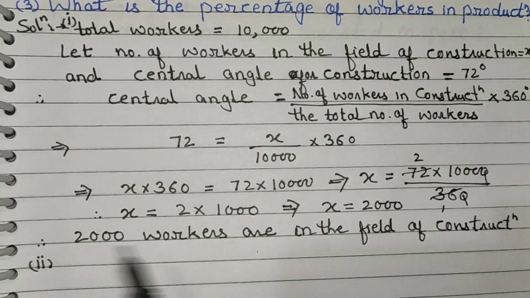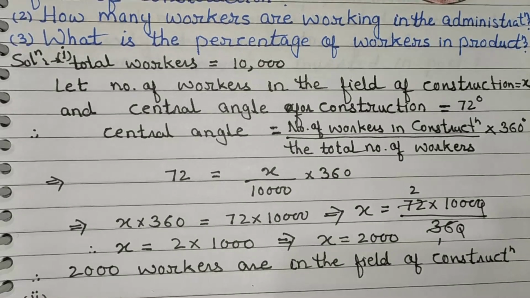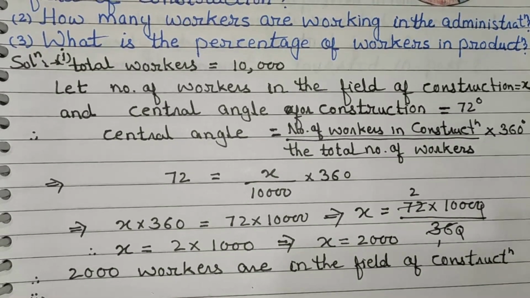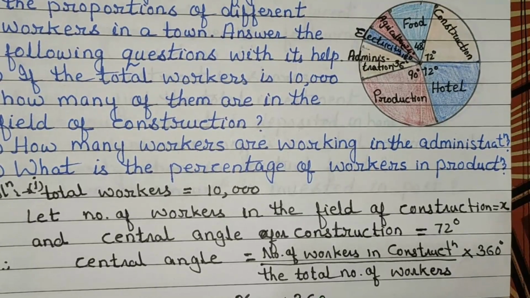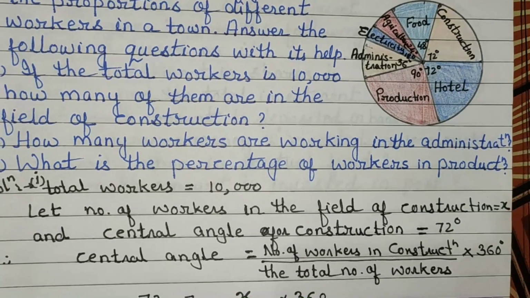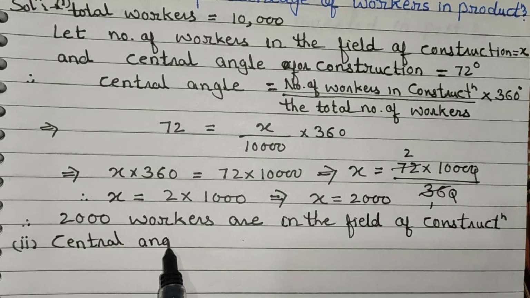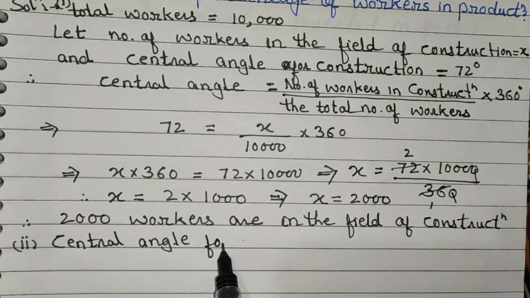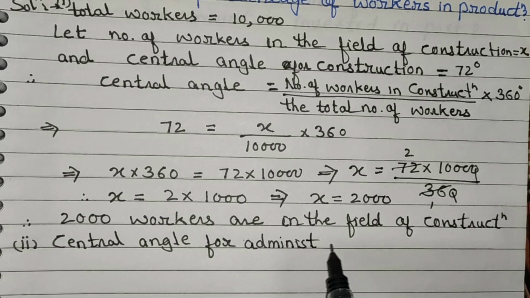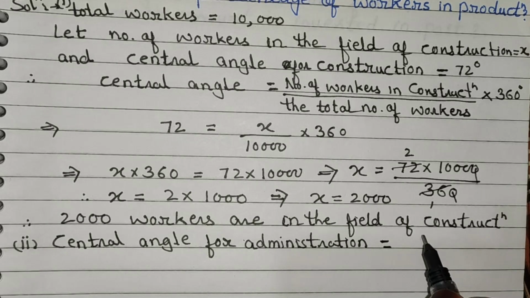Now second question is, look at here, how many workers are working in the administration? Now look at the pie diagram here. Administration, the central angle is 36. Therefore write down here, central angle for administration is equal to 36 degrees.